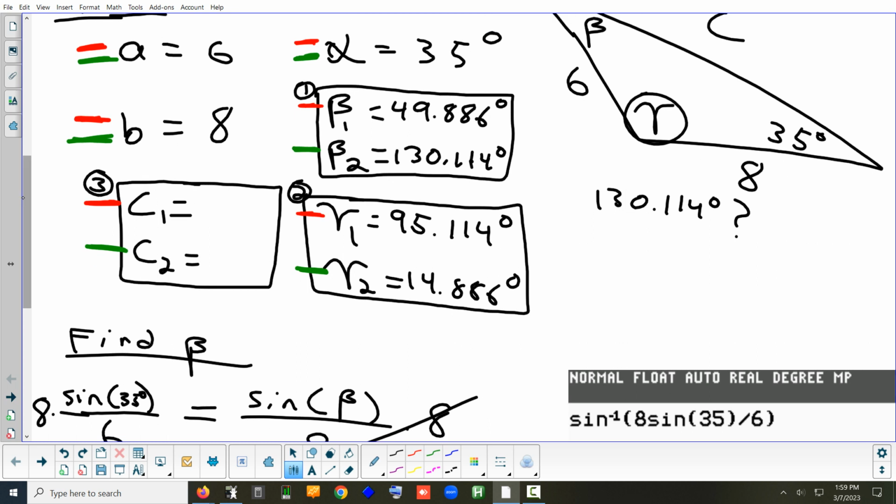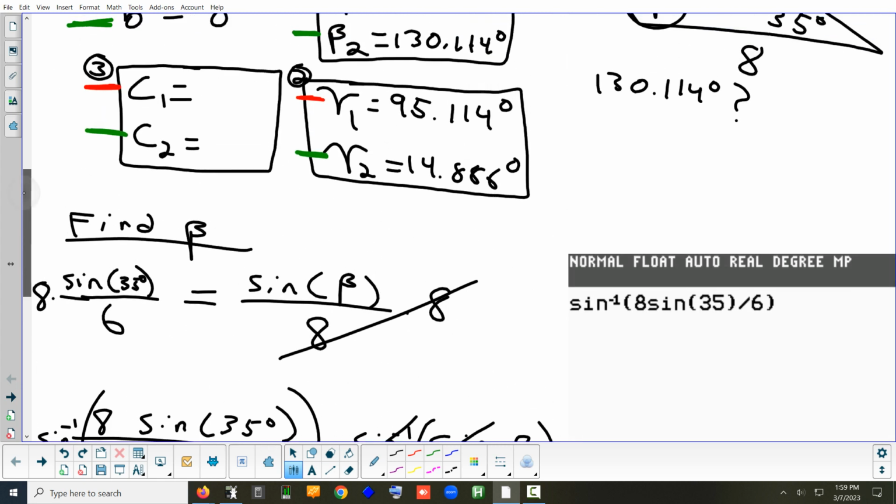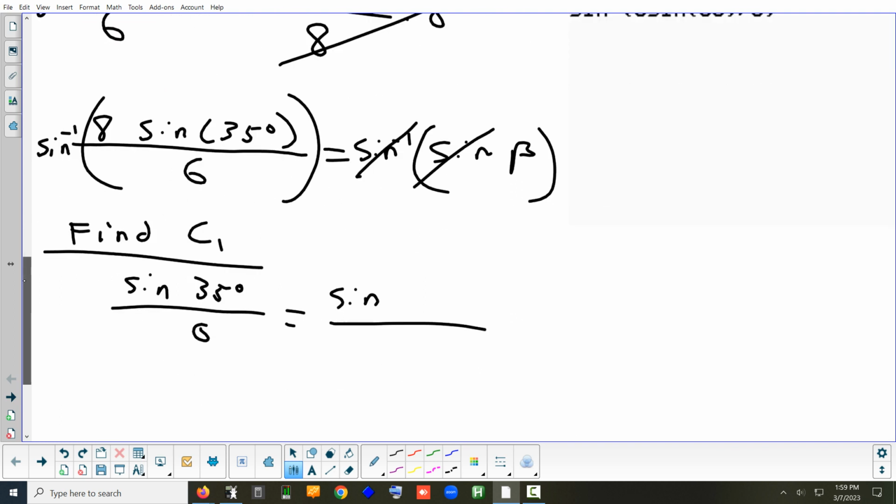And Grady, to find C1, what would go on the other side? Gamma 1. Yep, tell me the whole thing I would put right here. That would be sin gamma 1 over C1. Yep, 95.114 for gamma 1 and over C1. Alright, so that's how we set it up to do C1.